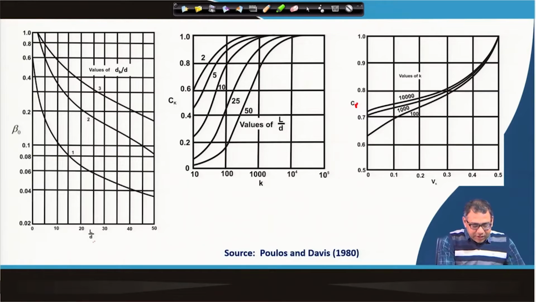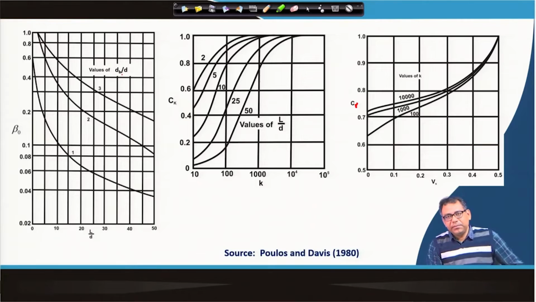This beta_0 I will get from this chart. This is for different L by D, length by diameter. This is the beta_0 value and d_B is the diameter of the base. If the diameter is uniform, then d_B by D will be 1. But if the base has an enlarged diameter compared to the shaft, then we have to calculate d_B by D accordingly. Otherwise, if the shaft diameter and the base diameter are the same, then d_B by D will be 1.